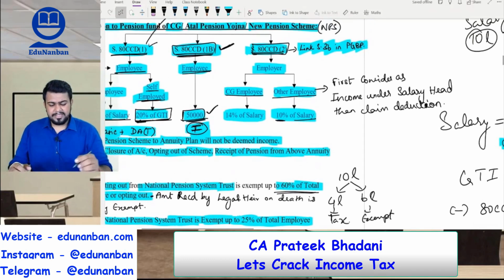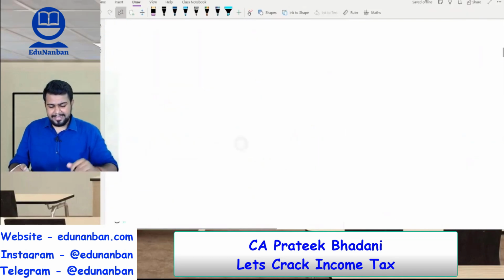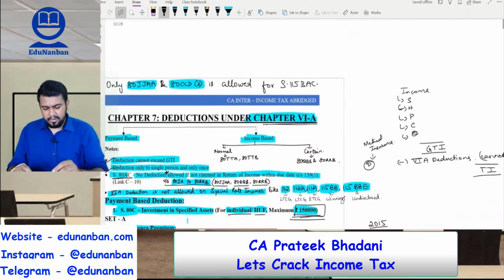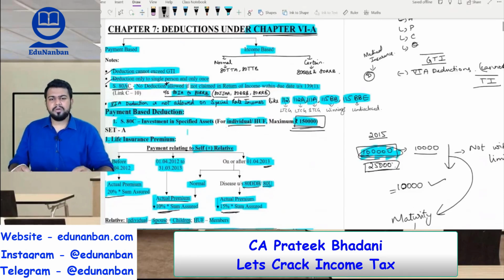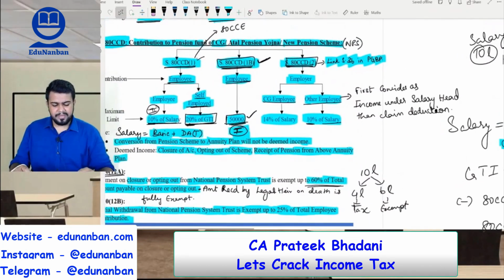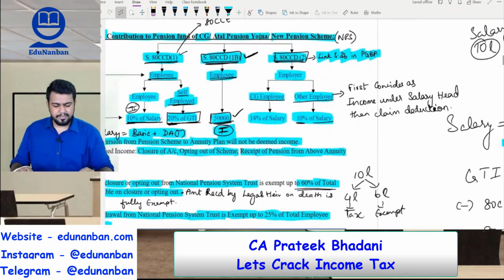And sir, what is special about 80CCD subsection 2? As I told you earlier in the starting of the chapter itself, it is allowed for the people who are opting for the new tax regime under section 115BAC also. So that is a special point.